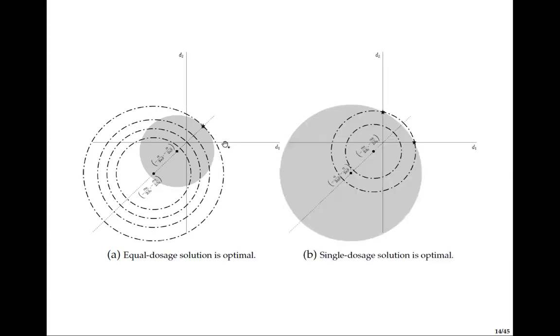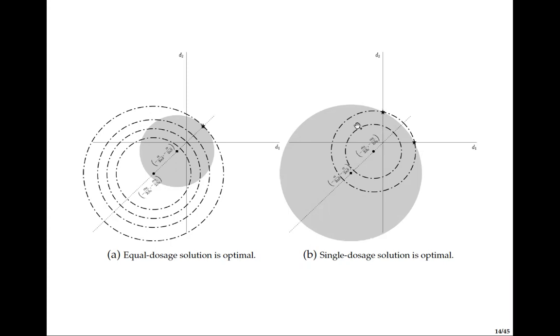The other part of that proposition is that the situation is actually flipped. Now this is the shaded feasible region, and its center is shown over here. And that center is actually farther away from the origin than this particular center of the concentric circles for the contours. And in that case, a single dosage solution is actually optimal.